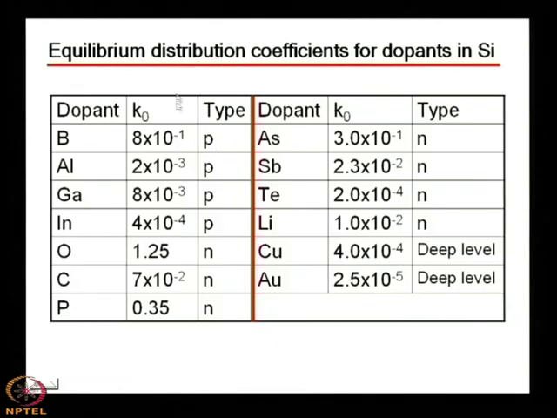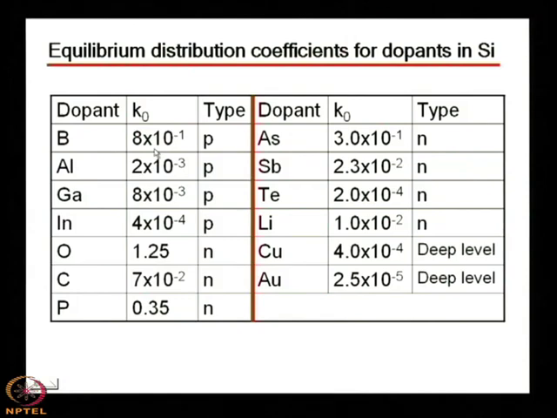And you can see the values of the distribution coefficient for different kinds of dopants in silicon. The dopants boron, aluminium, gallium, indium, all those four dopants give rise to p type doping. Here the type is given, and the segregation coefficient, you see, for boron it is 0.8, for aluminium it is 2 into 10 to the power minus 3, very very less. Gallium 8 into 10 to the power minus 3, indium 4 into 10 to the power minus 4. So, likewise you see that except oxygen, which is very high, 1.25, for almost all other cases you will find that it is less than 1.